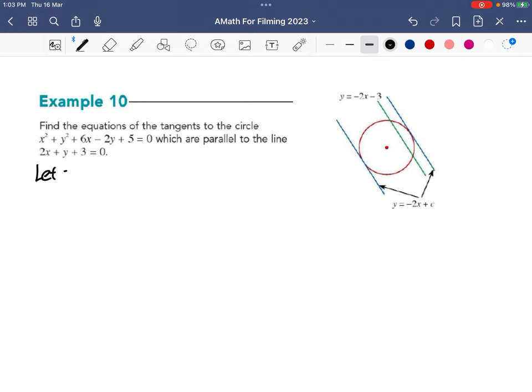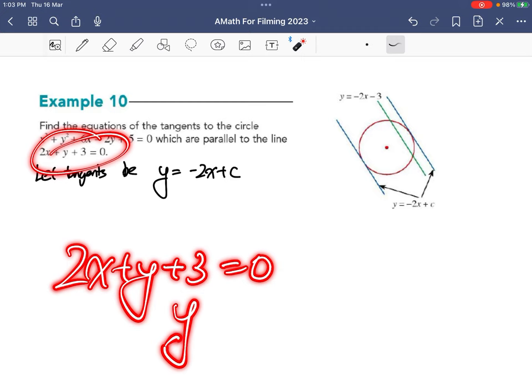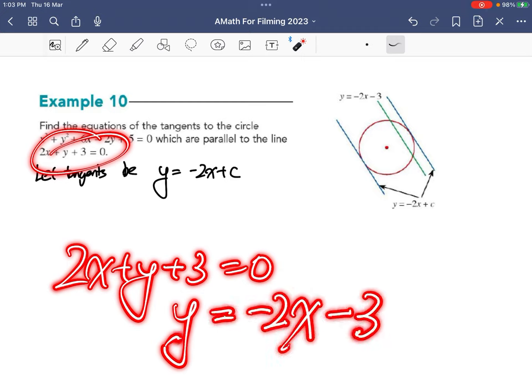I will say let tangents be y equals to negative 2x plus c. Then you ask me, Mr. Sim, how come the gradient is negative 2? It comes from here. From this line, 2x plus y plus 3 equals to 0, if you rearrange the equation, you get y equals minus 2x minus 3.